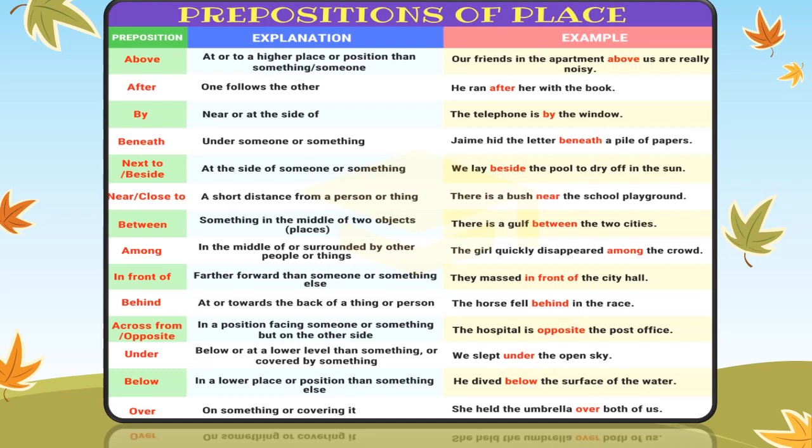The first one is above. The explanation here is it is used to denote a higher place or position than something or someone. For example, our friends in the apartment above us are really noisy. So this is how you can locate the place of the object talked about in the sentence.